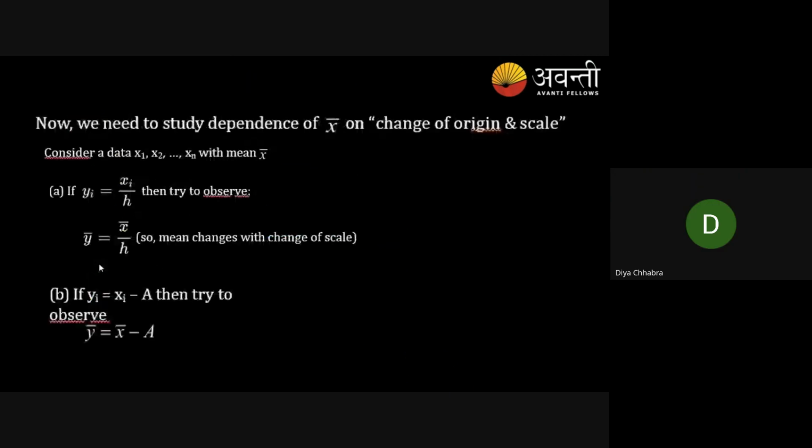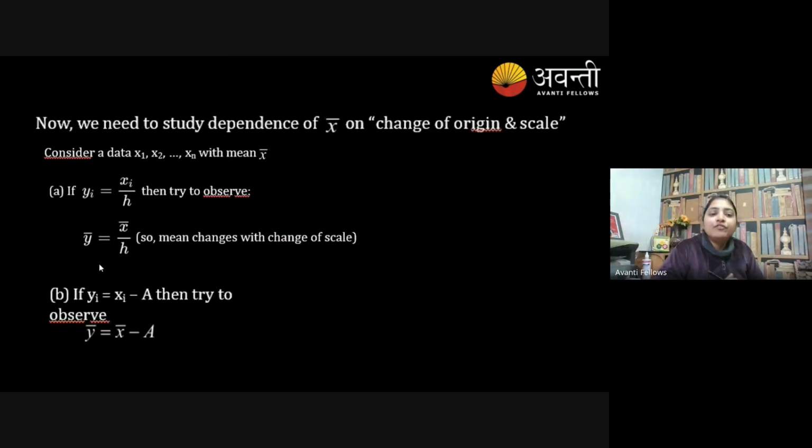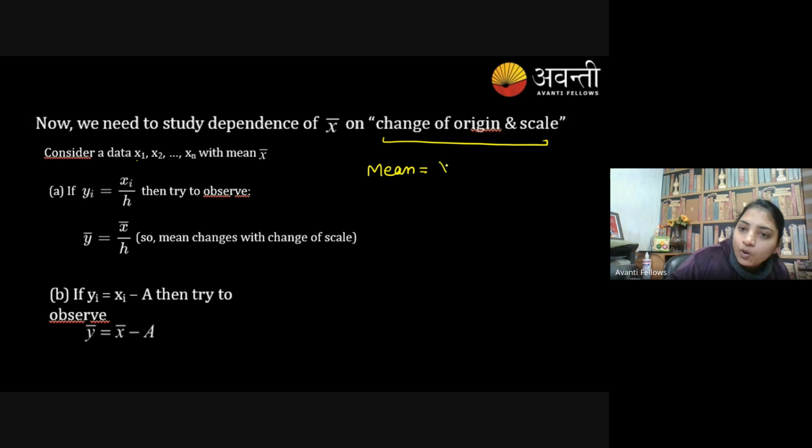Now the very important thing: what happens when it's a change of origin or scale? It means, as in the last question, if every item is divided by some number, then your new mean will be the old mean divided by that same number. Clear?